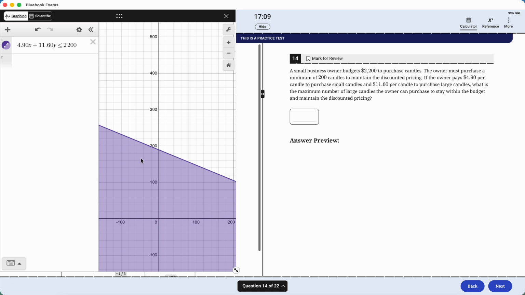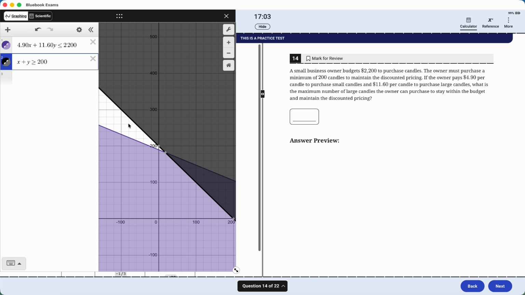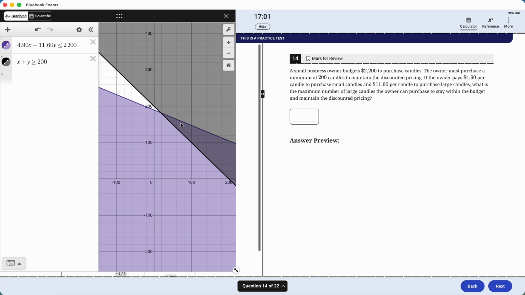It's inequalities technically, right? We got a budget. It means that's the maximum. We can't go over that. And then we also need a minimum of 200 candles, which means x plus y is going to have to be greater than or equal to 200. And we saw inequalities before, so anything in this overlapping region is going to be a good answer for us. They want to know what's the maximum for the large candles, right?